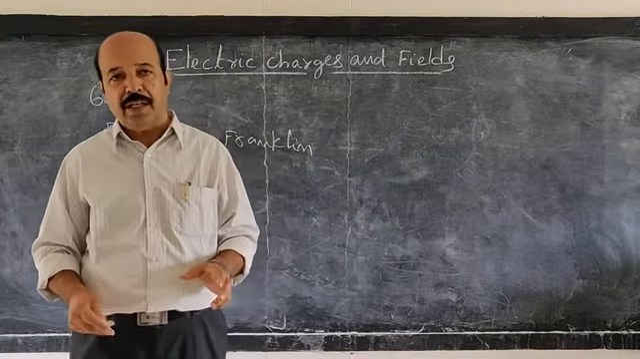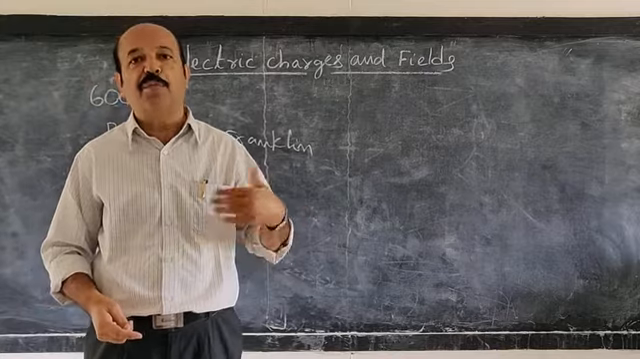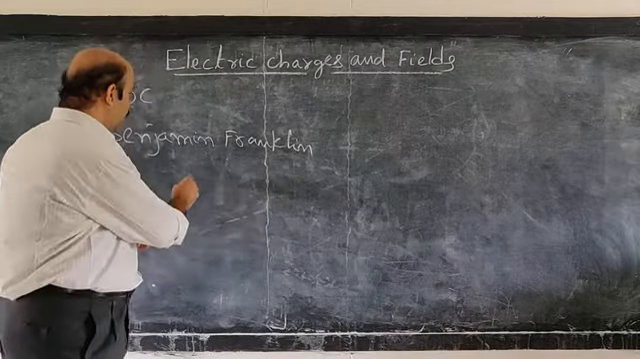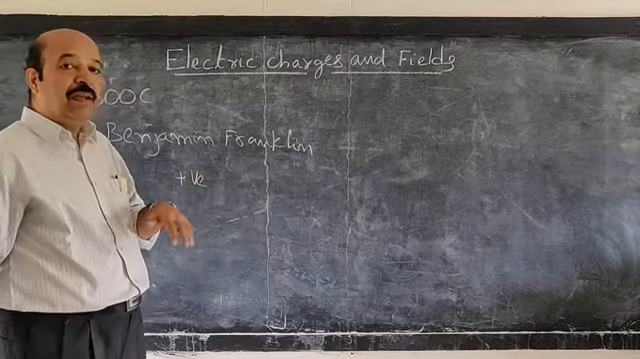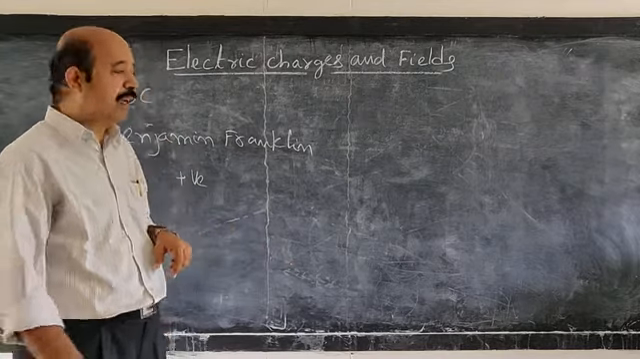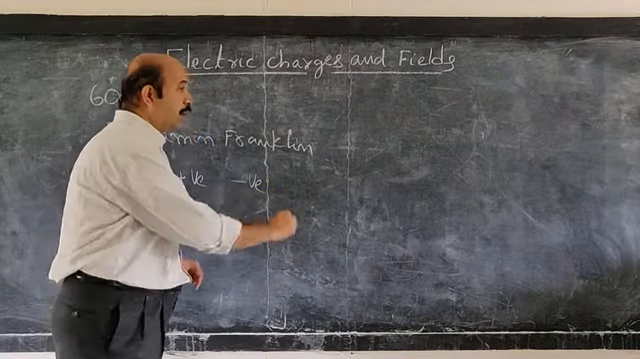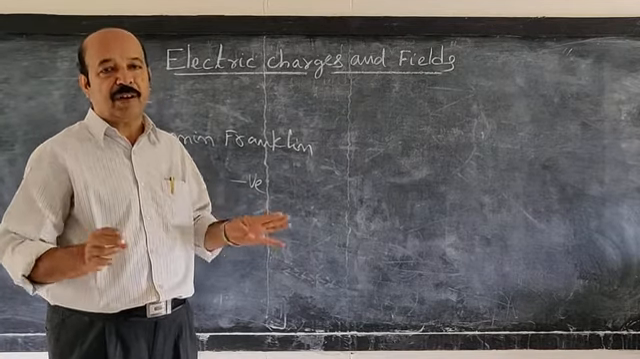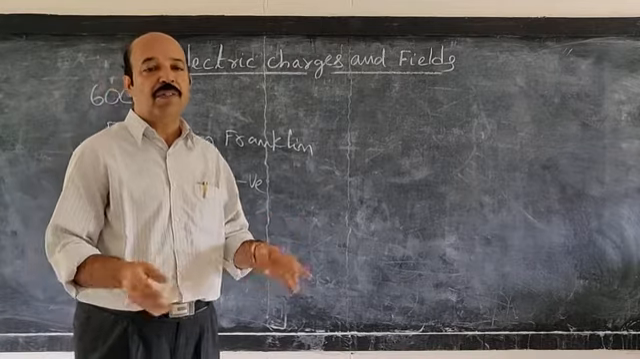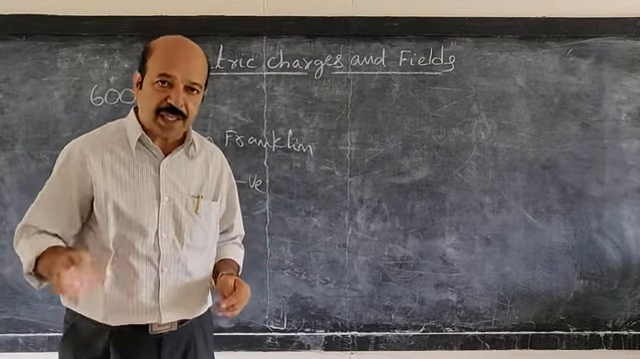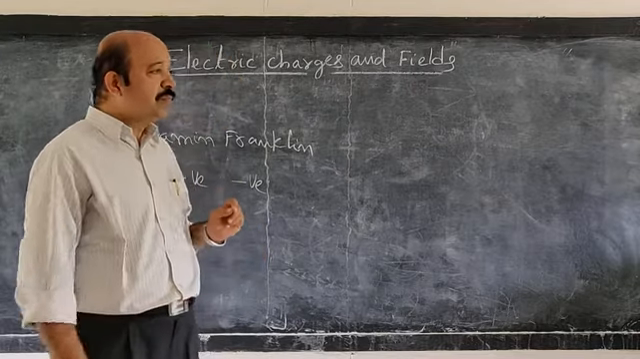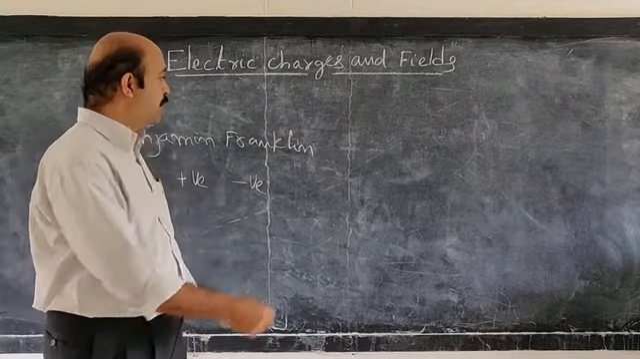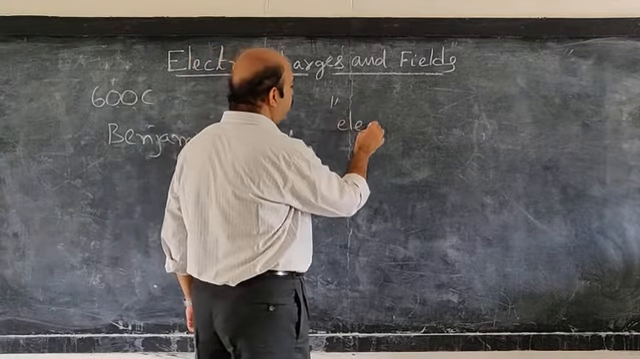By convention, the charge developed on a glass rod when it is rubbed with silk is taken as positive, and the one developed on a plastic rod rubbed with fur is taken as negative. Once it is decided what type of charge is possessed by what type of body, it is followed throughout the world, and we still follow the same convention. Then there is one apparatus that you might already have studied, known as the electroscope.